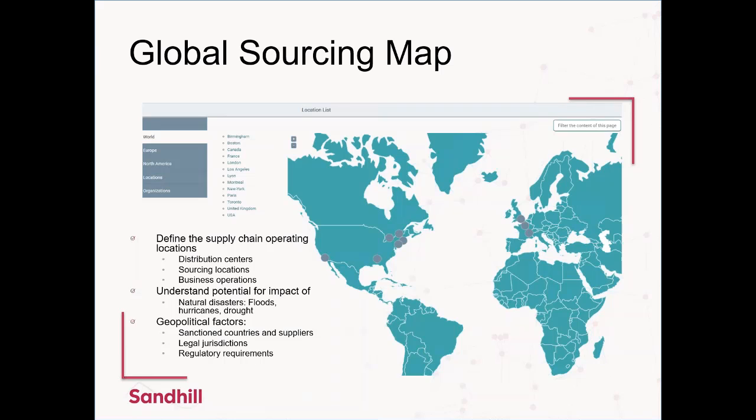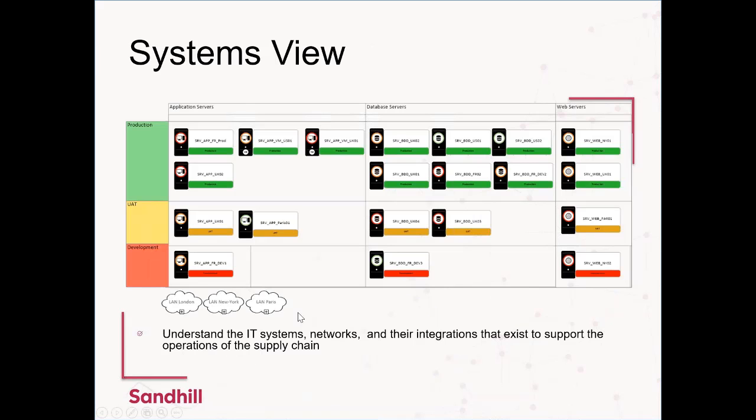Now, the final dimension that we also want to look at is not just the locations, but also the IT systems. The IT systems exist to support the processes, to help us deliver the supply chain and the products it's supposed to be delivering. Here we can understand what systems we've got, what databases we've got, and any other IT technical hardware and software that we require to support the needs of the supply chain.